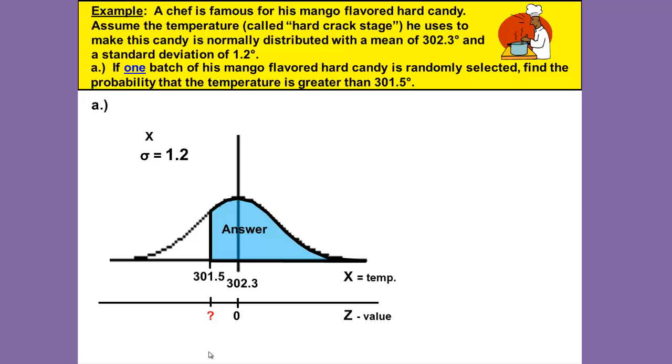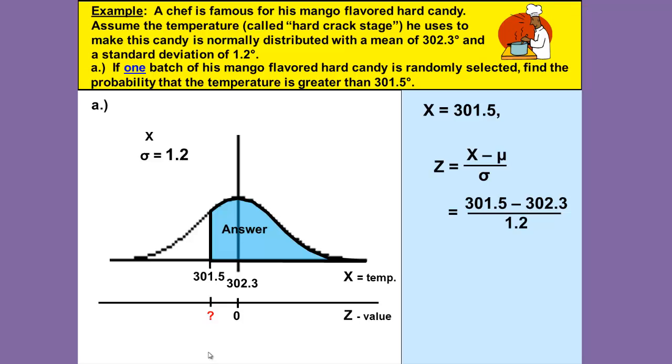We need to find the corresponding z value to 301.5, and our x is that 301.5. So z equals x minus mu over sigma, x minus the mean over the standard deviation. X is 301.5, mu is 302.3, and sigma is 1.2. Calculate that, we get negative 0.67.